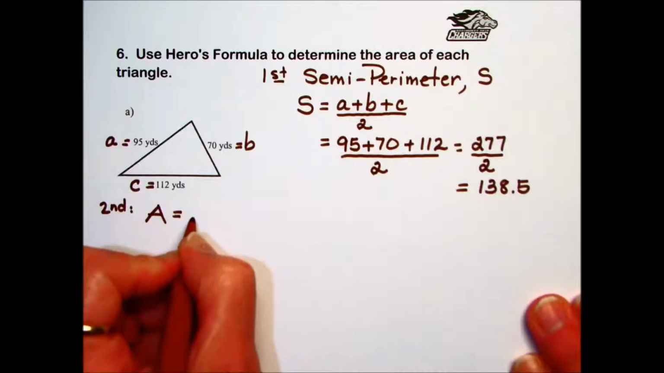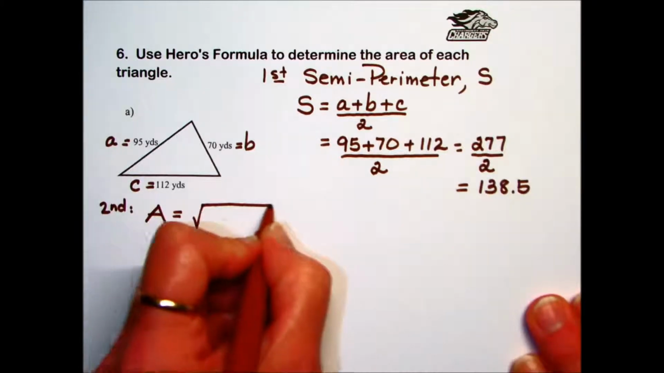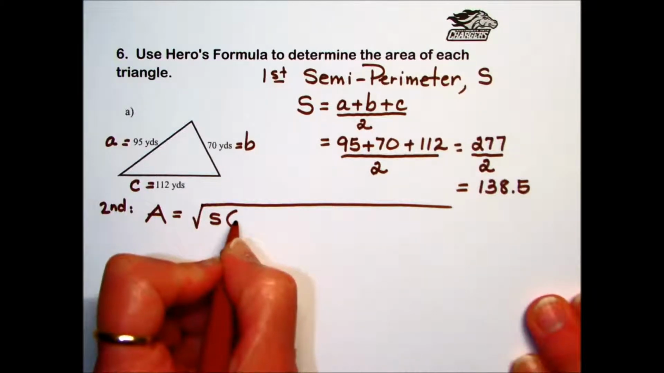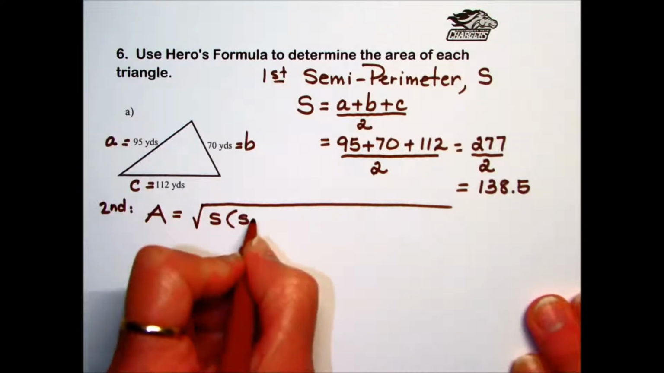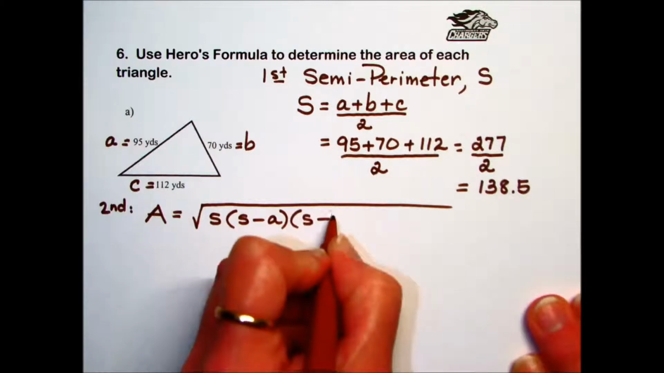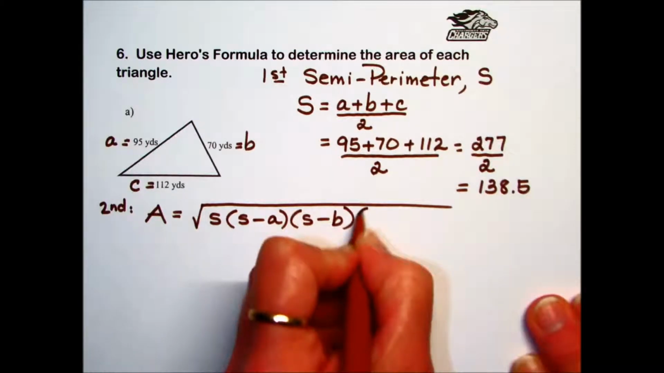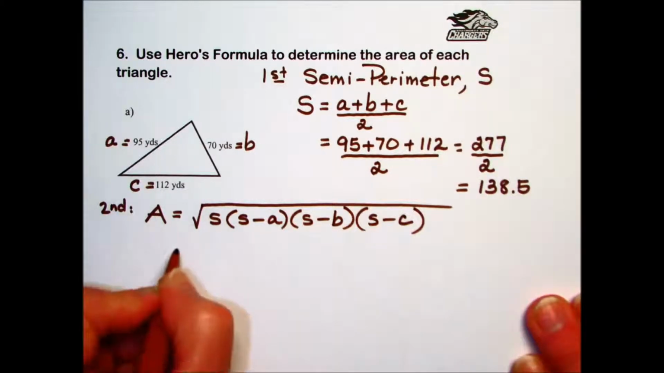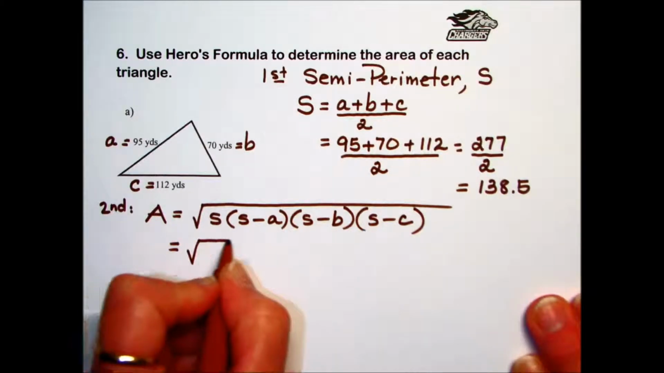We're now ready to go on to the second step, which is the actual calculation of the area. And Heron's formula for area is found by taking S, the value that we just found, times S minus a side length, times S minus another side length, times S minus the third side in our triangle.